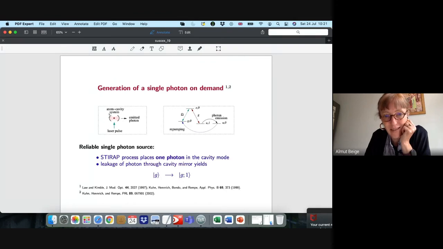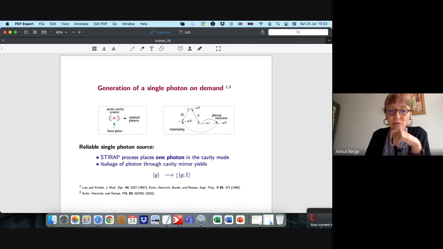Then the cavity, these are two mirrors surrounding the atom. They make sure that the photon goes not randomly anywhere in space, but where you want it to go. And by applying a laser pulse, you can generate a single photon on demand with a process that is called the STIRAP process. So the laws of quantum physics forbid us to clone a quantum system. If I have a quantum state, I cannot make a copy of it without destroying it.